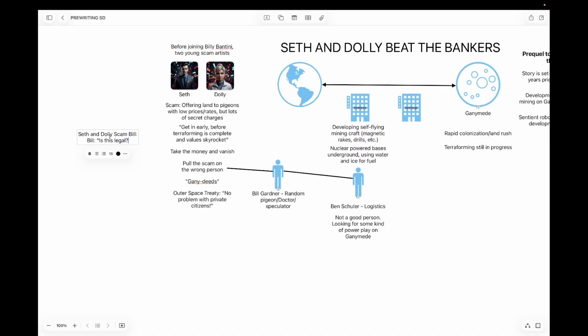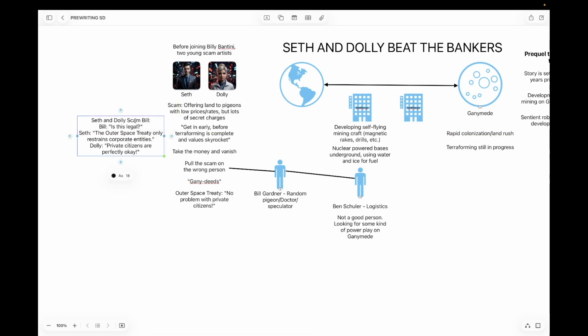What is legal? Seth says something like, yeah, sure. The Outer Space Treaty only restrains corporate entities. Or what was the other term? I'll come back and fix it when I like. And then Dolly says, private citizens are perfectly okay. No, this is just an idea. This is just how it might go, and it gives me an idea for the scene.